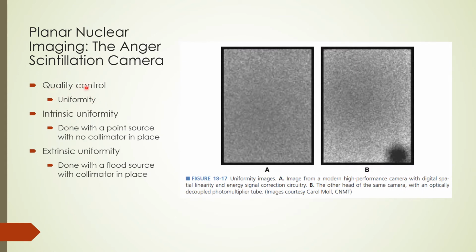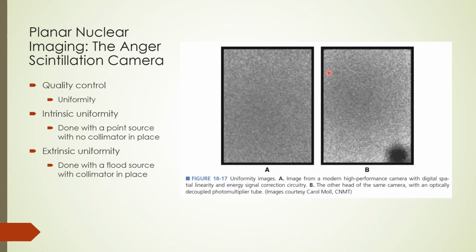Uniformity is performed daily and after each repair. Uniformity can be done intrinsically with a point source of technetium-99 with the collimator removed. The point source is placed at about 5 times the diameter of the useful field of view of the camera. Uniformity images are acquired with 5 to 15 million counts and analyzed visually or with a computer program.